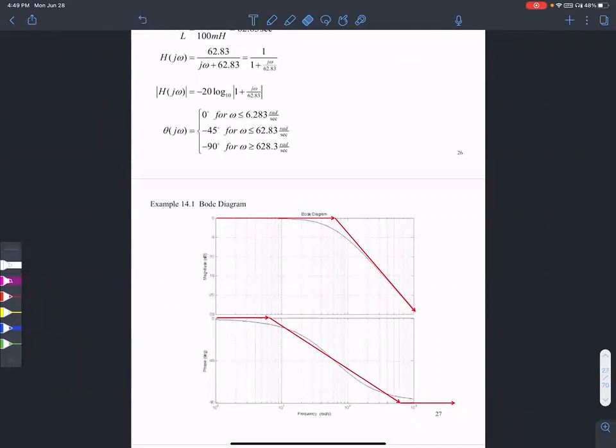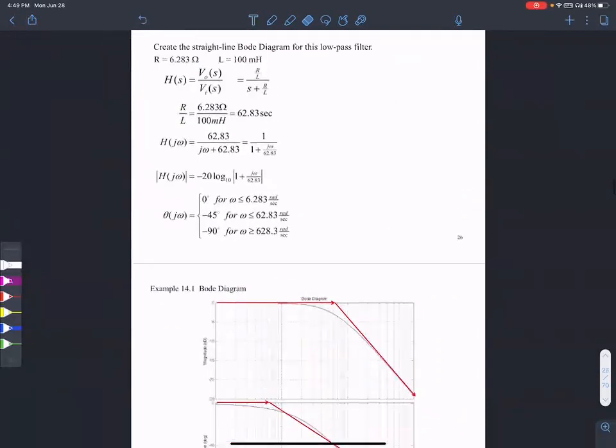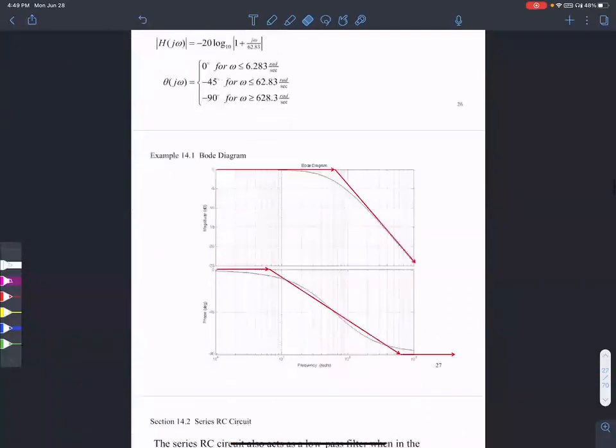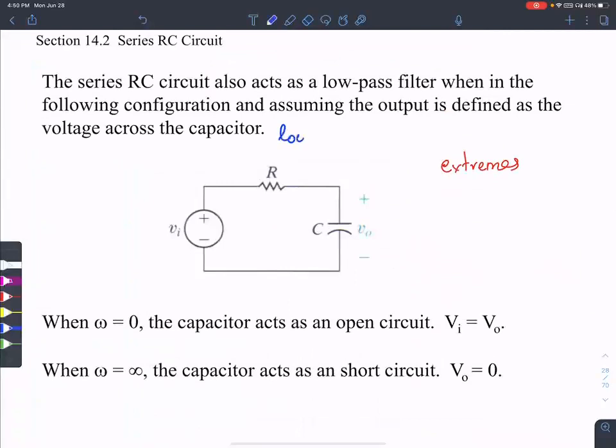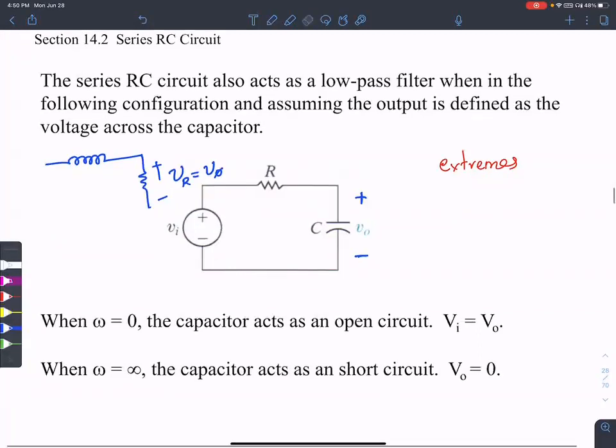Let's see what else. So here is a low pass filter again. The reason is, look at the extremes if you want. Earlier we had a low pass filter that was an inductor in series with a resistance, and the resistance voltage was considered as the output. Here, you want to look at the capacitive voltage as your output.